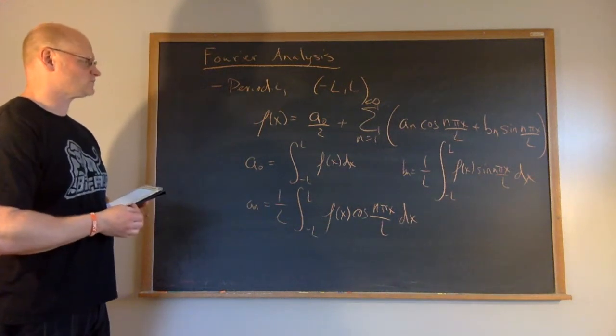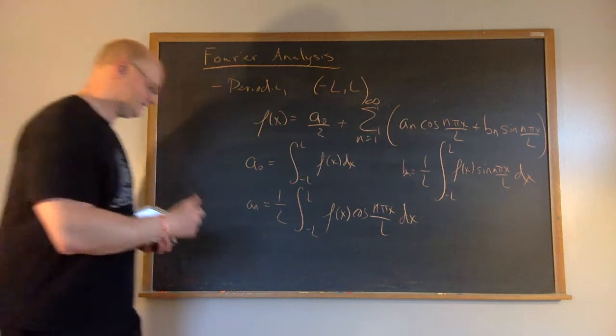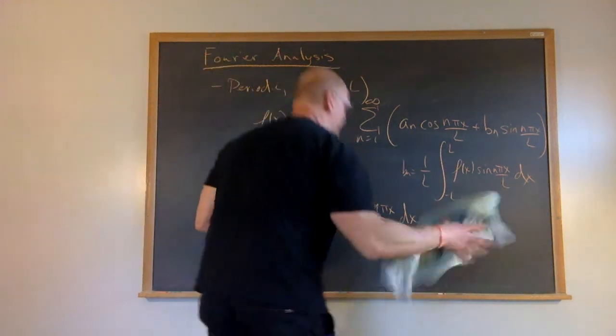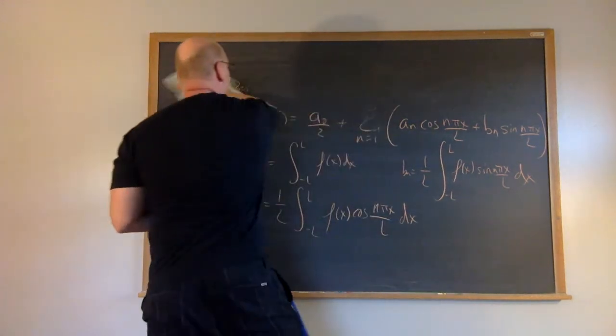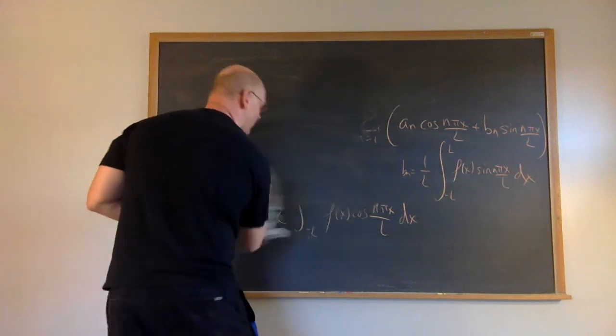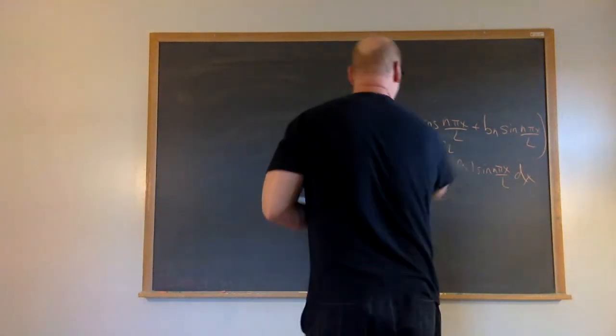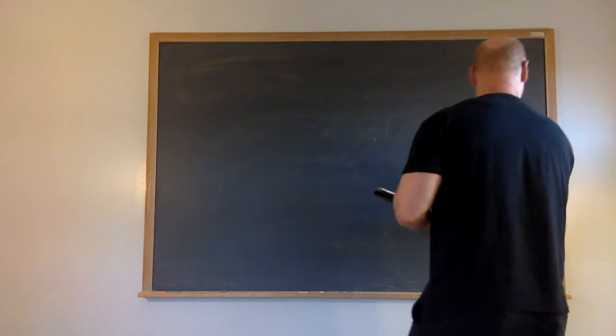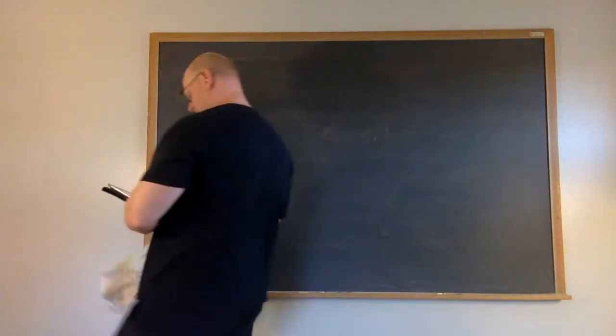All right. And again, like I said, this comes from the fact that the sines and cosines satisfy what's called the orthogonality condition. So let's write out what the orthogonality condition is real quick, just so we know where this comes from.